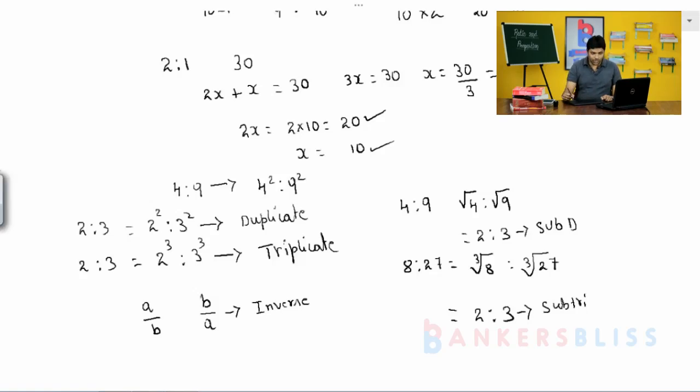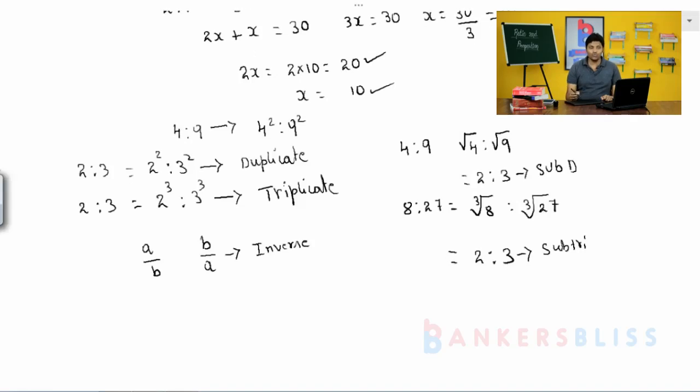Next, compound ratio. When you have two or more ratios, for example, A by B, C by D, E by F, if you have three ratios in this manner, then their compound is A into C into E divided by B into D into F. So, this is called compound ratio.